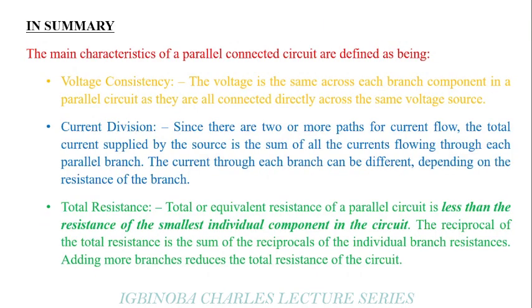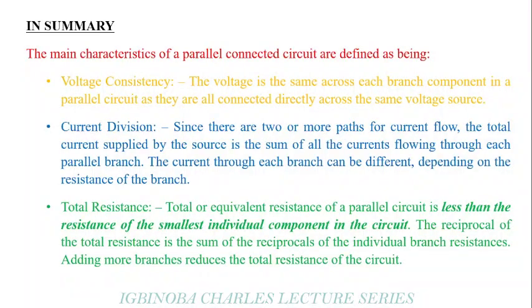Things you must note about a parallel connected circuit: One, the voltage is the same across each branch component in the parallel circuit, as they are all connected directly across the same voltage source. Two, since there are two or more paths for current flow, the total current supplied by the source is the sum of all the current flowing through each parallel branch. The current through each branch can be different depending on the resistance of the branch.